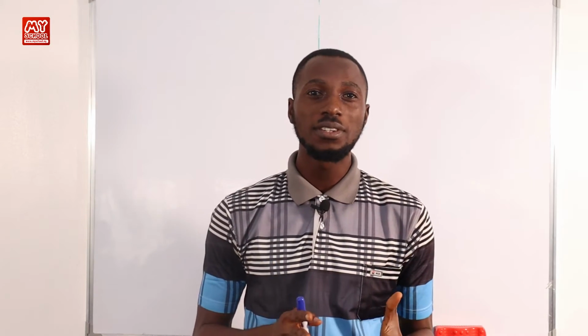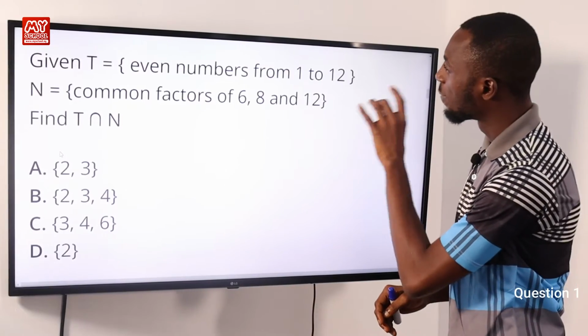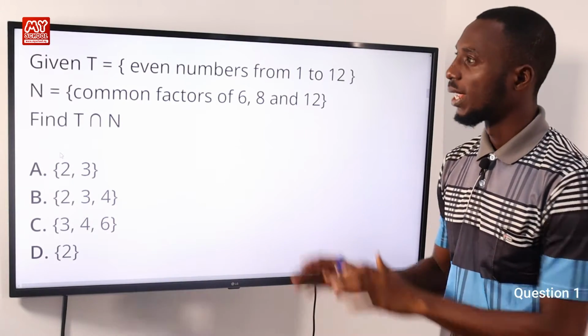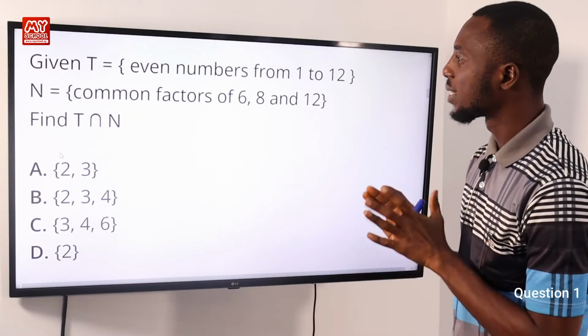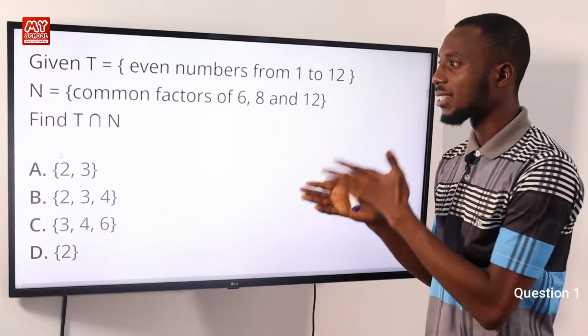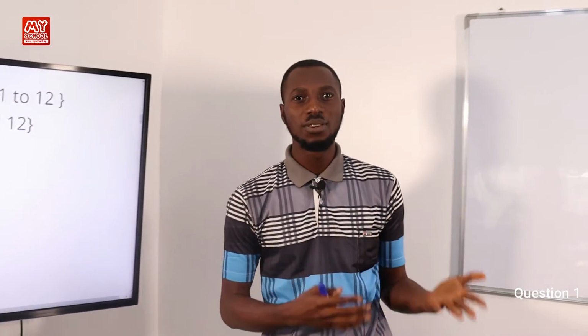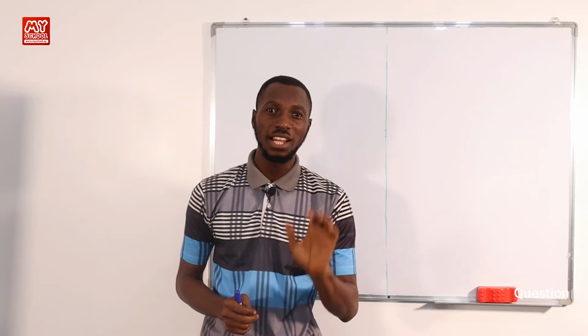In this clip, we'll be solving questions number 1 to question 12. So right now, let's tackle question 1. Given T equals even numbers from 1 to 12, N equals common factors of 6, 8, and 12, find T intersection N. So you would agree with me that this is a question on set theory. So let's use the information provided to pull out 1 or 2 things that we can use to solve this question accurately.